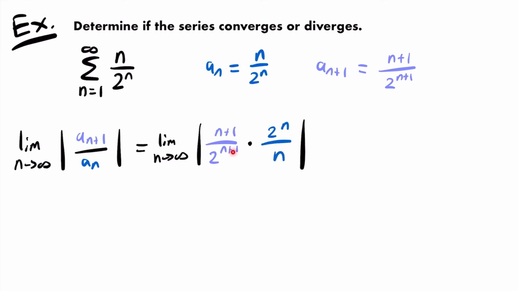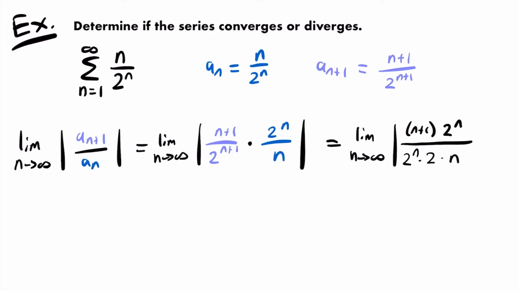All right, now whenever you have an exponential part within your limit, you should split up that power, and that will help you to simplify your limit. Right, so 2 to the power of n plus 1 can be split up to be 2 to the power of n times 2 to the first power. So this would be equal to the limit as n approaches infinity of the absolute value of n plus 1 times 2 to the power of n divided by 2 to the power of n times 2 times n. All right, 2 to the power of n times 2 would be the same as 2 to the power of n plus 1. When you have like bases and you multiply them, their exponents get added together.